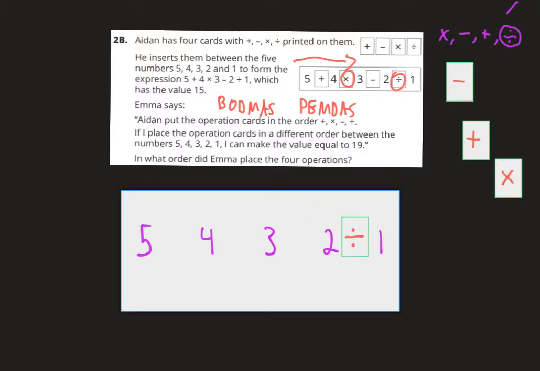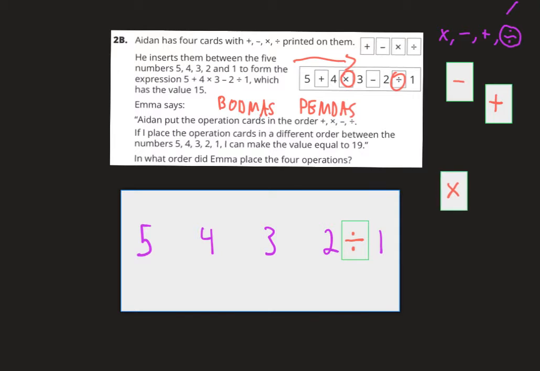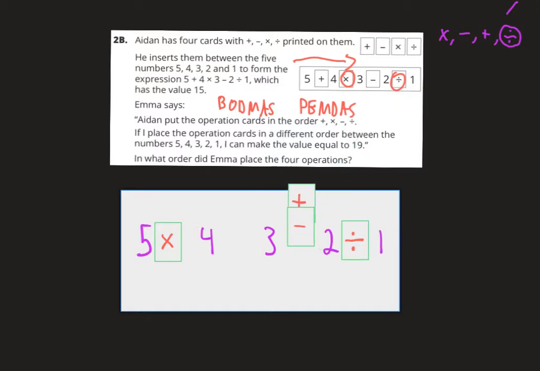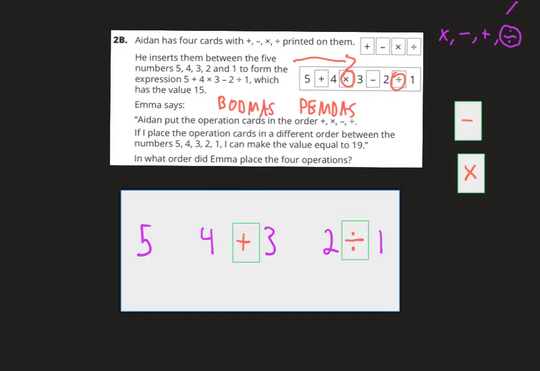That means the only place it can go is here. And I like this a lot. And hopefully you like this a lot too, because you would have noticed that 2 divided by 1 is just 2. So in essence, you've kind of removed the division from the problem, which is pretty great. Now you're left with some choices. And you could brute force this and just put them in however you want, right?